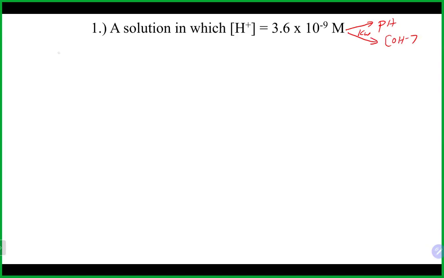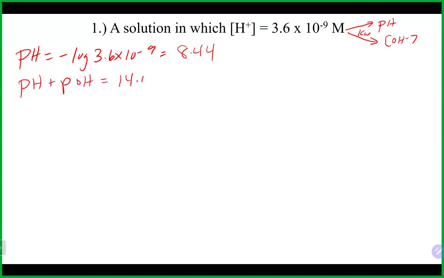I'm going to roll with the pH first. So my pH here is going to be negative log of my H plus concentration. And that's going to get me a pH in this case of 8.44. Now that I have the pH, I could also pretty easily use the relationship here that if you add the pH and the pOH together equals 14. So I could very easily get my pOH from that by just subtracting from 14. And we'll take 14 minus 8.44. That's going to give us a 5.56.